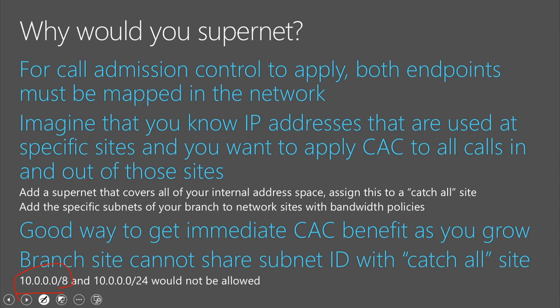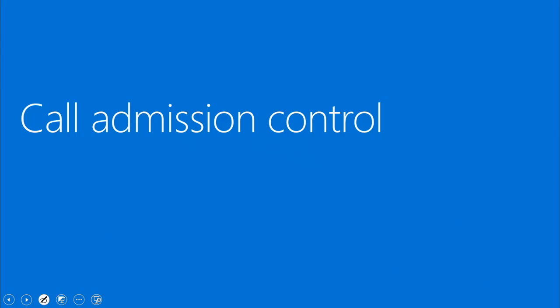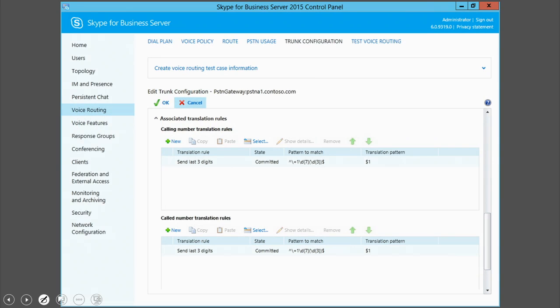Okay, that's the introduction. That's kind of the network configuration. So let's talk in some detail about call admission control. And here's a screenshot of what you're faced with. No, that looks like the wrong picture. Since I got the wrong picture there, let me just switch.